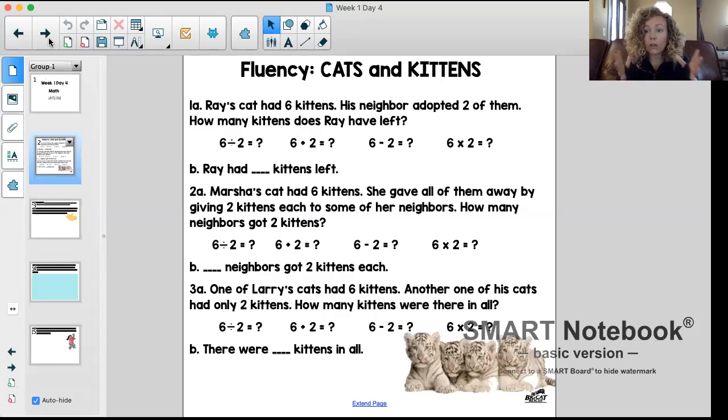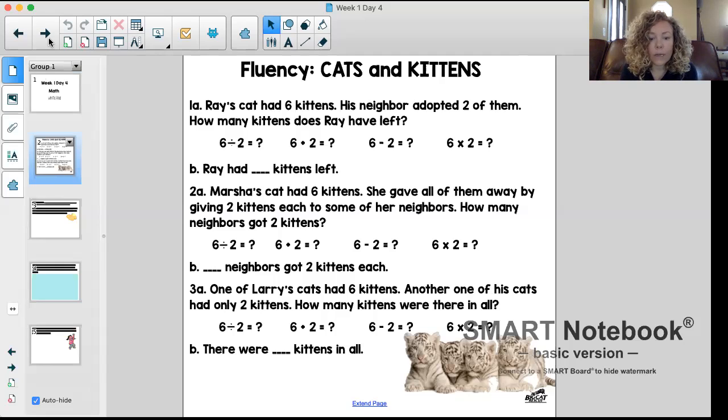So she starts with all 6 cats and she gives 2 to someone and then 2 to another person and 2 to another neighbor until she's all out of kittens. So you're going to be dividing there because you're taking the total and then you're grouping and sharing those kittens. So 6 divided by 2. That would be 3 neighbors get 2 kittens each. We can check our division with multiplication. 2 times 3 is 6.